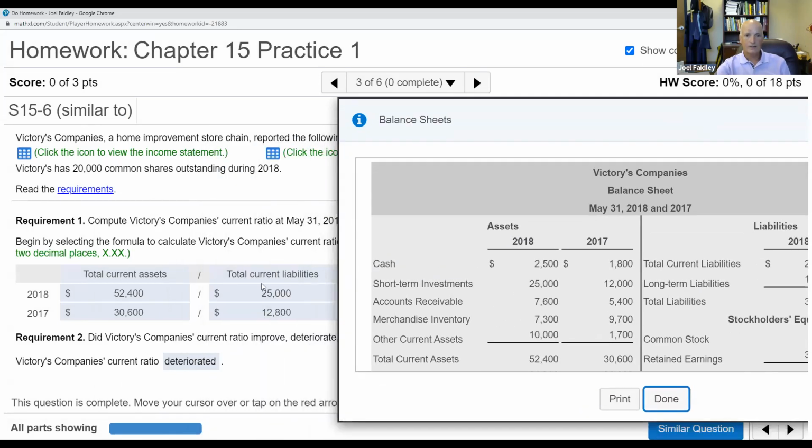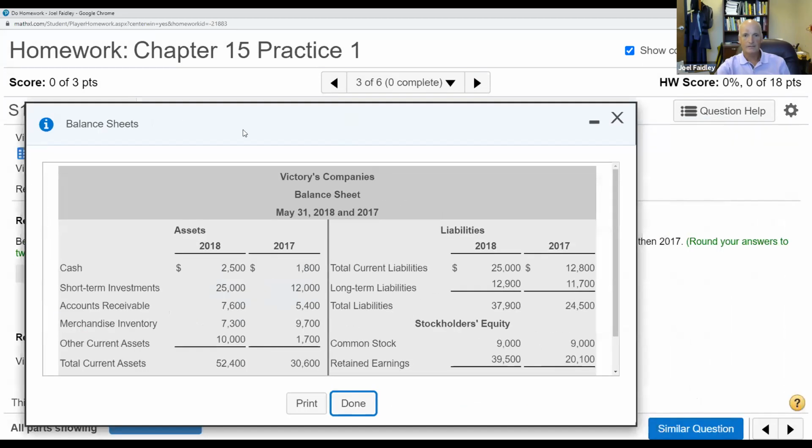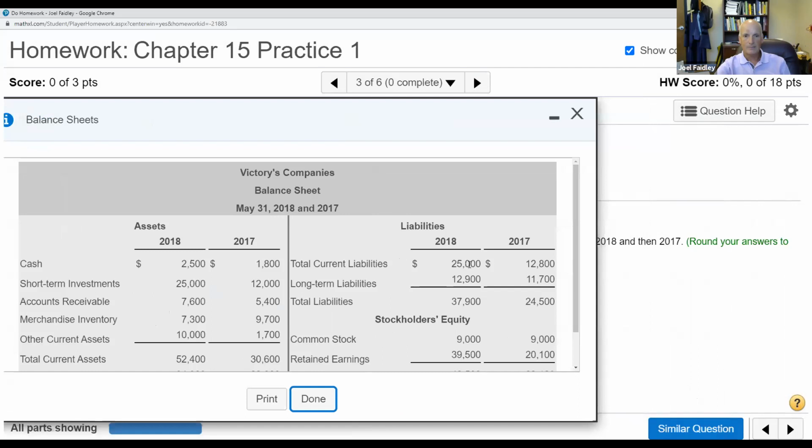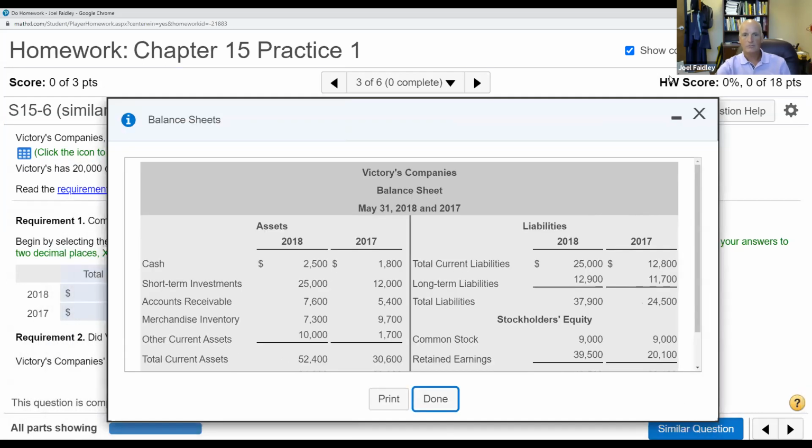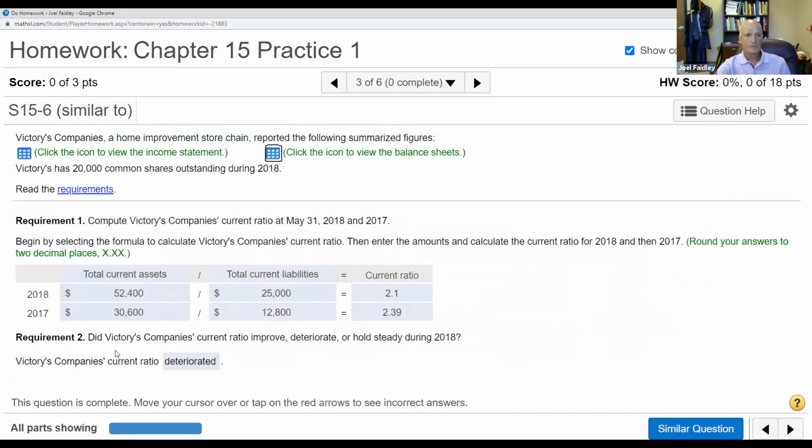For current assets, 52.4, in fact, it calculates it for you. All your current assets, 52.4, 30,600 for 2017. And if we go here and look at the liabilities, my current liabilities are 25,000 and 12,800. And so that gives us our calculation. Very straightforward.